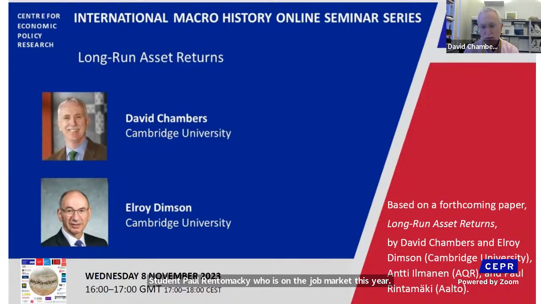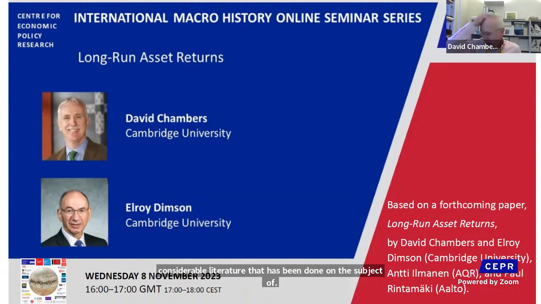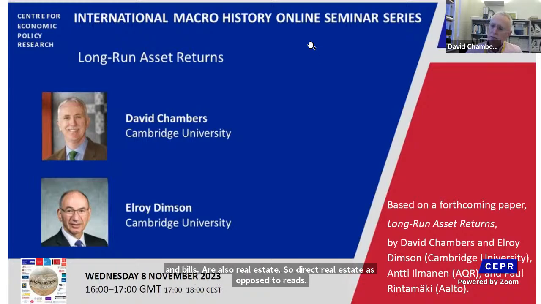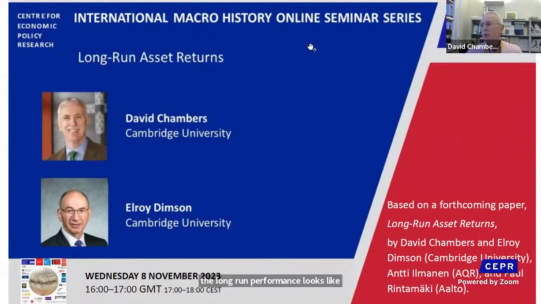The intention of the paper is to survey the now considerable literature on asset class returns over the long run. The asset classes we're looking at, in addition to traditional assets such as stocks, bonds and bills, are also real estate, so direct real estate as opposed to REITs, and commodities. We're primarily looking at long run performance, so wherever possible, total returns to each of these assets. Given the space limitations, we don't say an awful lot about risk, and so we're primarily looking at either arithmetic means or geometric means.